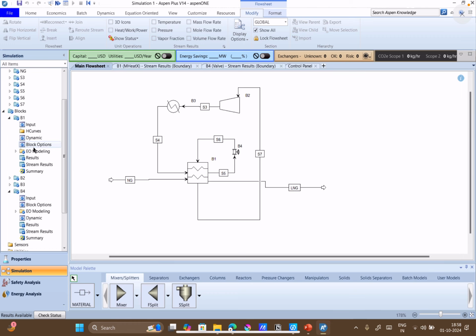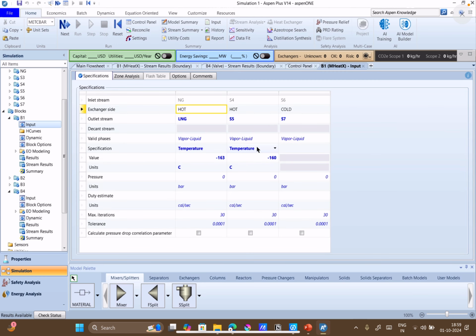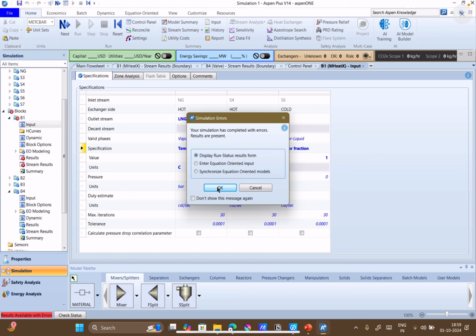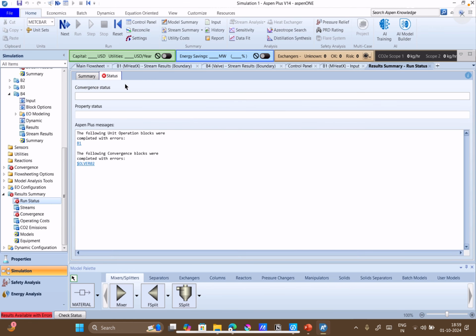So what we did here, we had provided information of S5. S5 we provided as minus 160. Let's say I know that S7 should be at a vapor fraction of one, right? So I provide that, and I delete the information of the S5 stream, and then see what is happening. So there are some errors. Let's see what it is.